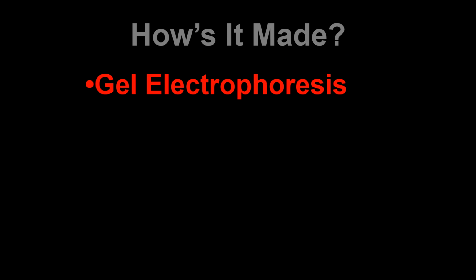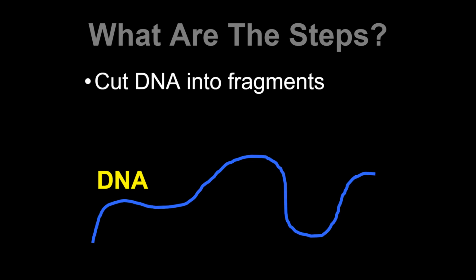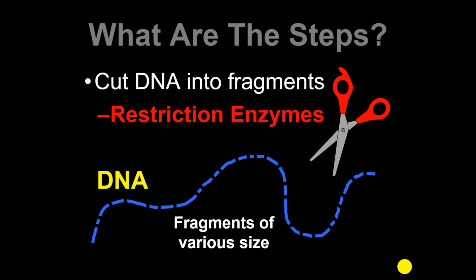So we are going to make a DNA fingerprint using a process called gel electrophoresis. Basically what that means is we are going to separate DNA fragments based on size using a gel and some electricity. So the first step is obviously we need to cut the DNA into fragments. So we're going to use restriction enzymes, and those enzymes cut at particular places. And since each person's DNA is unique, the sizes of the fragments are going to be unique to each individual person.